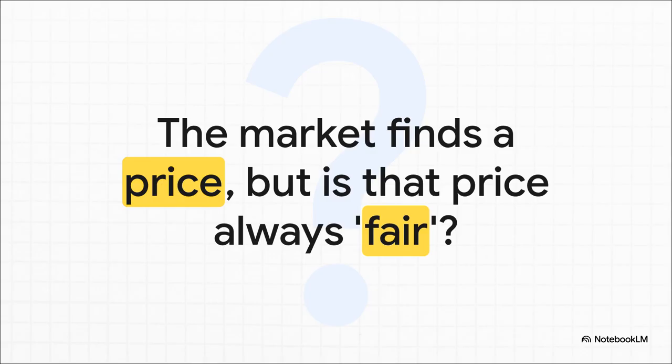So let's pull all this together. Scarcity forces us to make choices. Every choice has an opportunity cost. And in competitive markets, this dance between supply and demand finds an equilibrium price that helps decide who gets what. We've seen how the machine works. But that leaves us with one final and much bigger question to think about. Just because the market finds a price, does that automatically mean that price is always fair?